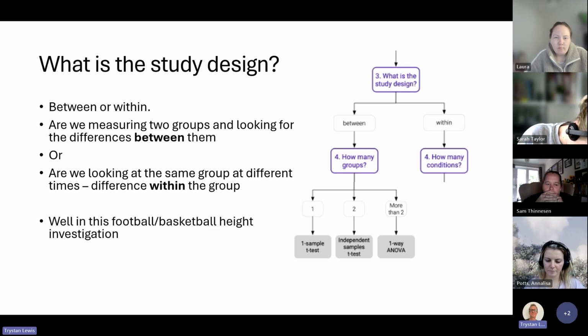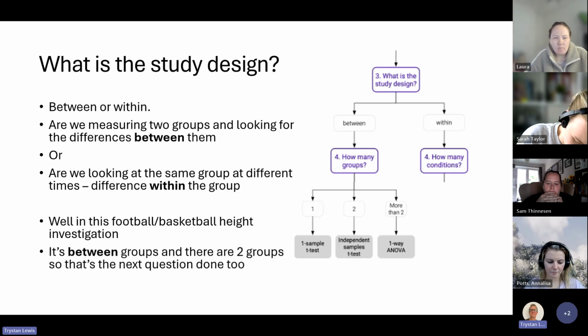Well, we did football and basketball, and that's two different groups. So that means I follow my little thing down. How many groups? Two. And that means I have to do the t-test, the independent samples t-test, which I think we might have been looking at in the SPSS tutorial 3.